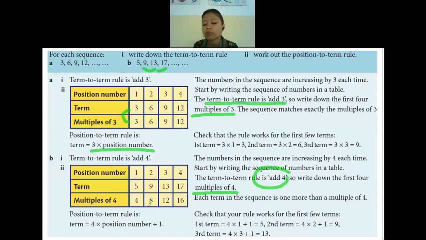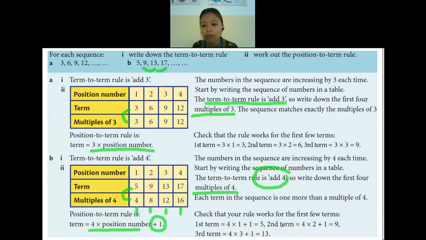After you got the multiple of 4, you need to find the difference to the term given. So from 4 to 5, what is the difference? The difference is 1, right? And then from 8 to 9, the difference is also 1. From 12 to 13, the difference is also 1. From 16 to 17, the difference is 1. That's why there will be plus 1 in here. And because we used multiple of 4, it will be 4 times position number.